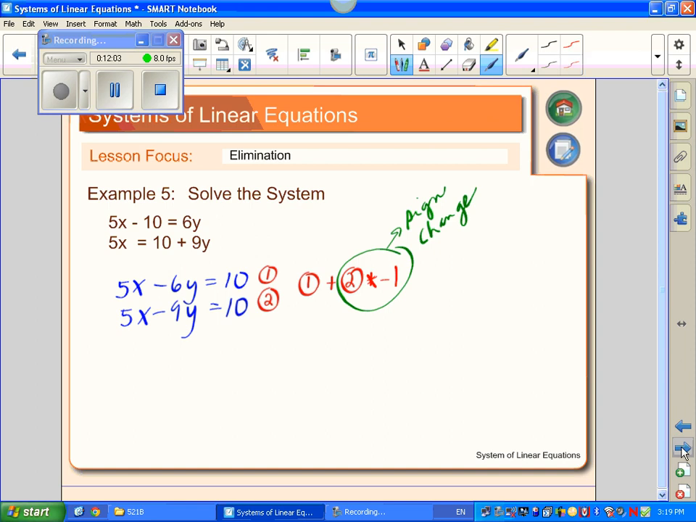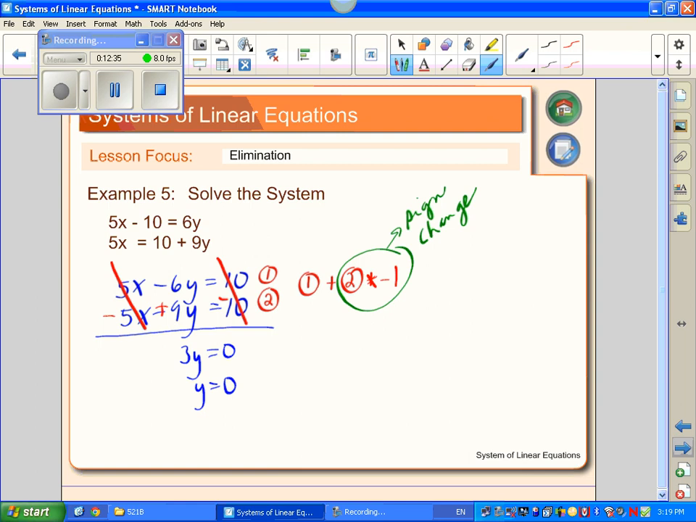So I would have 5x, well, I can do that all in one step here. Maybe that might be easier. So a sign change, that's a negative 5x plus 9y, subtract 10. That gives me a 0. This gives me a 0. So I have 3y equals 0. Well, y equals 0. I caution you, that is okay.